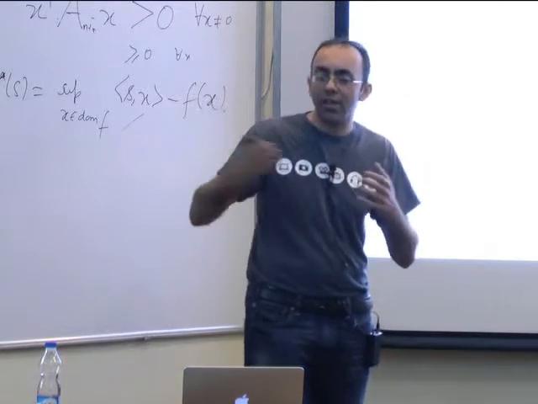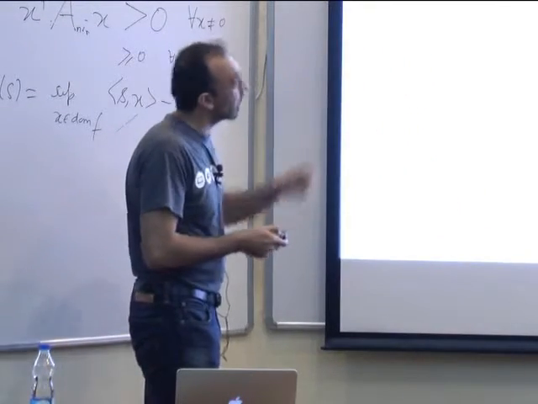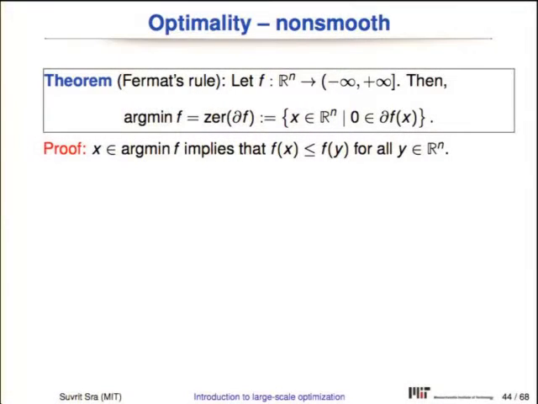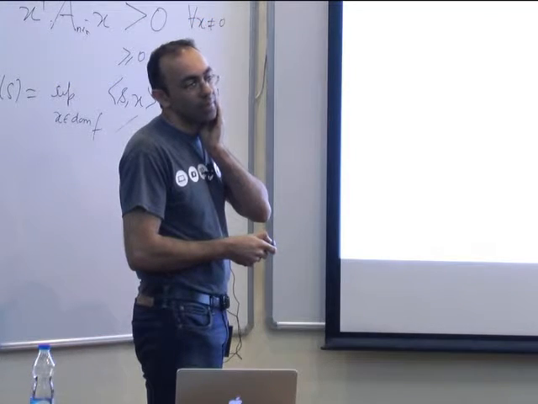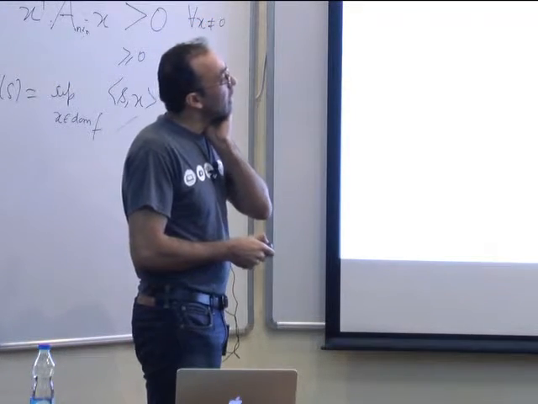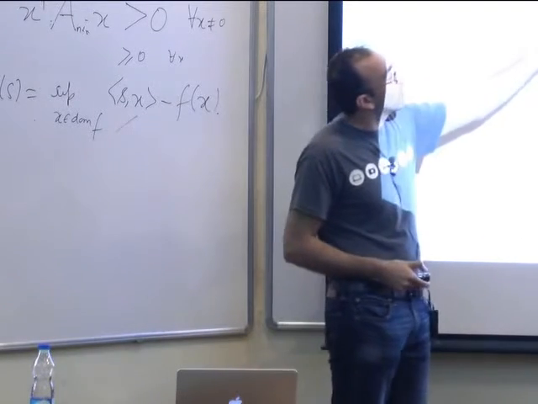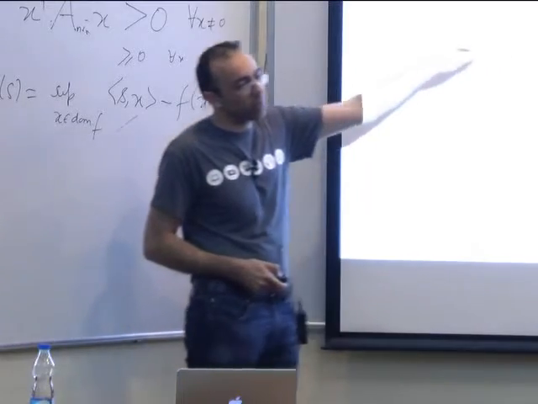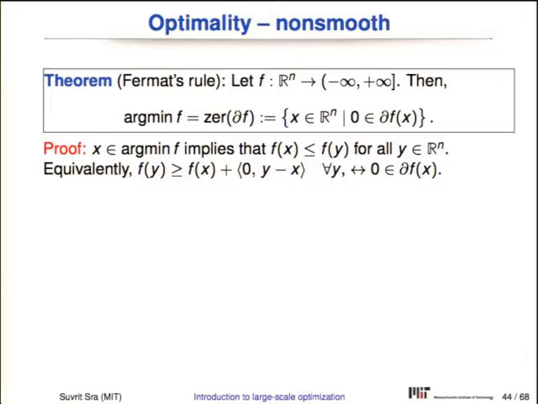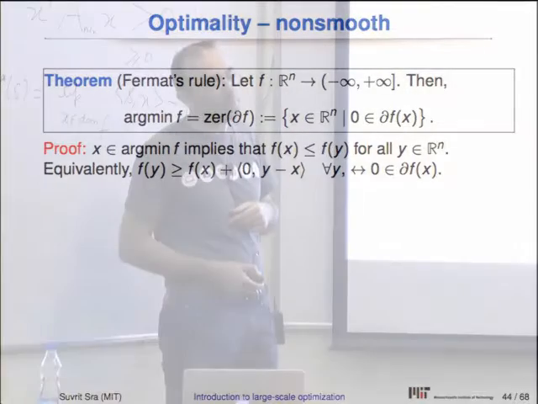So it very naturally generalizes. That's the beauty of it. So here's a proof of this by definition, right? If x is a minimum, so f(x) is less than f(y) for all y, that means f(y) is bigger than f(x) plus 0. Hey, but this looks just like the definition of subgradient, so 0 is a subgradient.